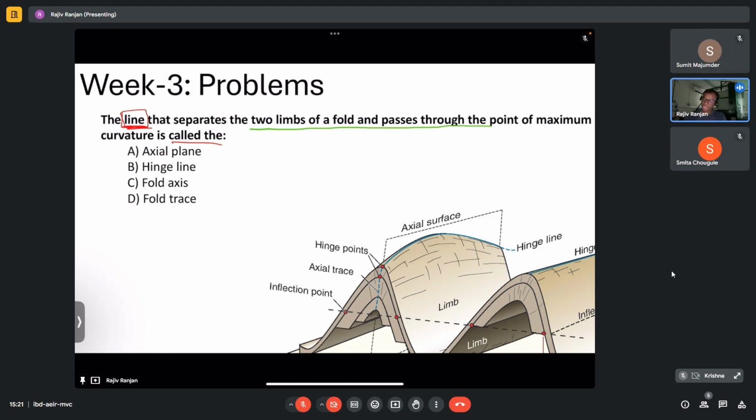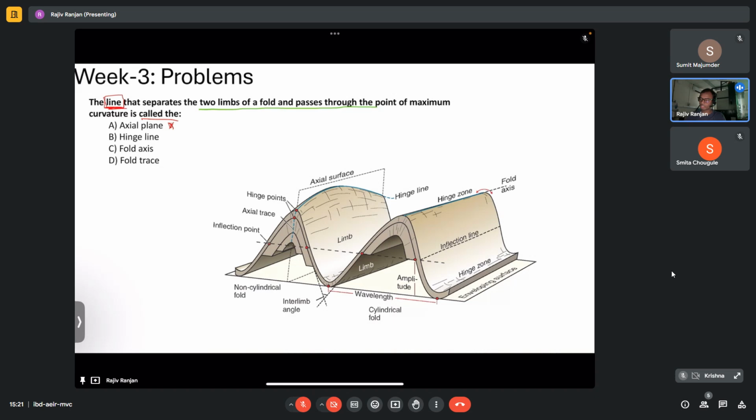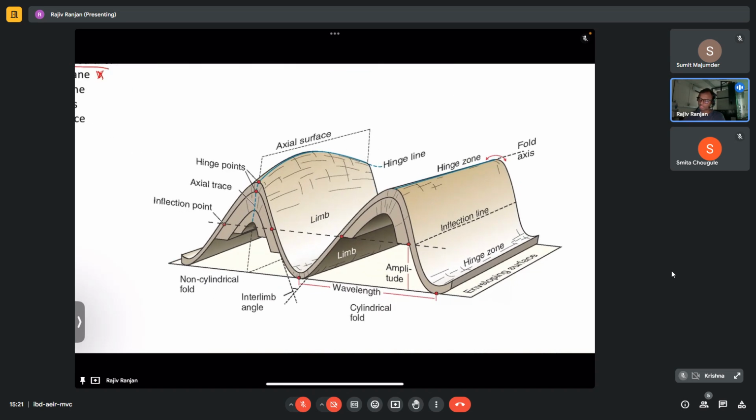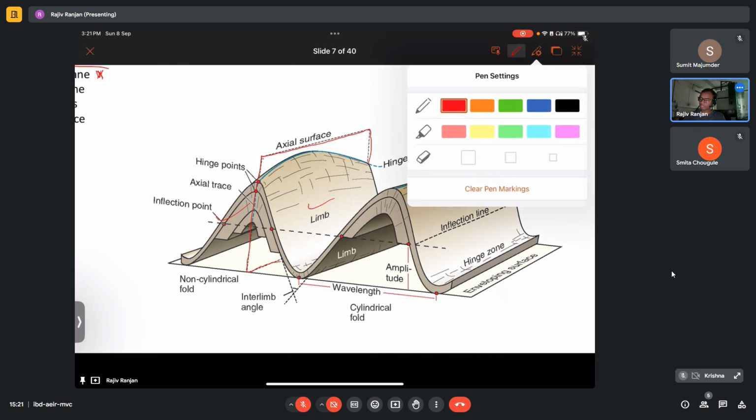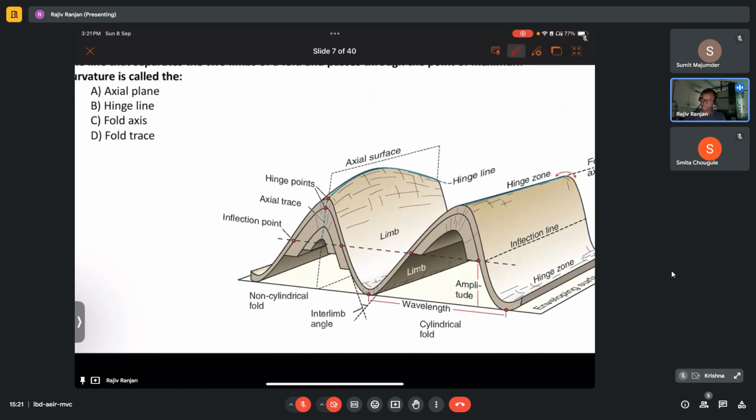No. So the axial plane is something, but here we are talking about a line. So the axial plane is not the line that separates two limbs. It does separate, but it's a plane, right? If you see here, that is why I have kept this image. This is the axial plane or surface, separating two limbs, this one and this one, but that is not a line, right? So option A is wrong.